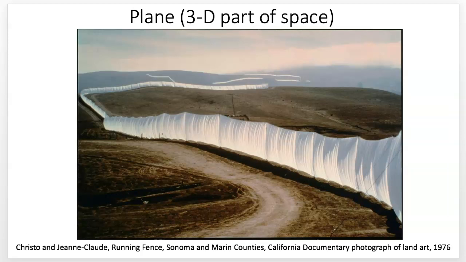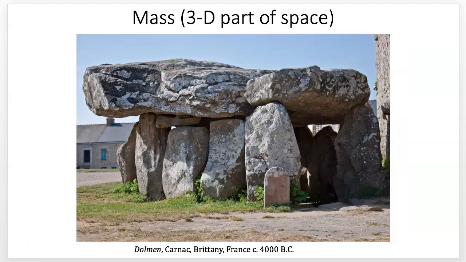Plane is part of space, and it's a flat surface that has a direction in it. So this would actually be 3D space as a plane. We could think about the picture plane as well, the canvas or piece of paper or cloth that we actually make the pictorial image on. But in space, this is a plane. It's a work by Christo and Jeanne-Claude. Pretty interesting. It existed temporarily, so that's pretty interesting.